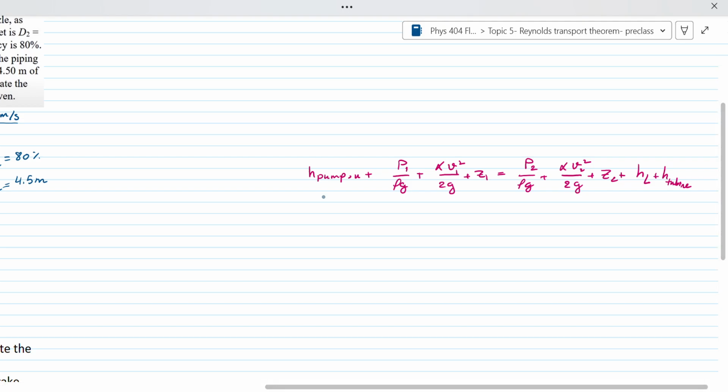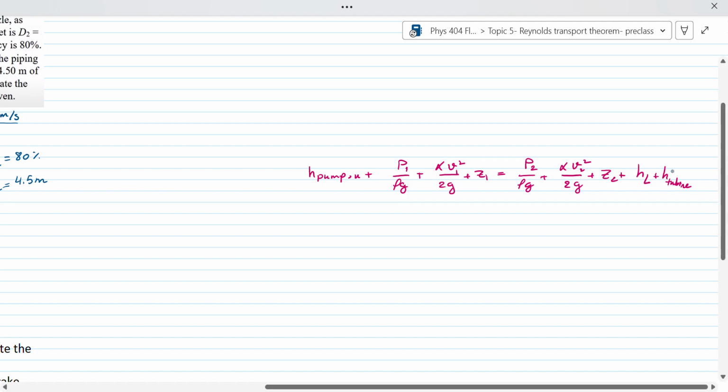I have H pump used or useful plus P1 over rho g. P1 is the pressure at our inlet, plus alpha v1 squared over 2g, where v1 is the speed at our inlet, alpha is the correction factor because we're using the average speed at the inlet, z1 is the height, and on the right hand side I have p2 over rho g plus alpha v2 squared over 2g plus z2 plus the head loss plus h of a turbine.